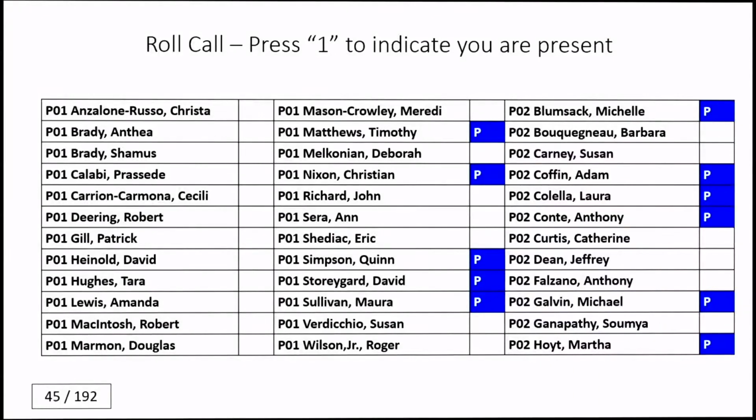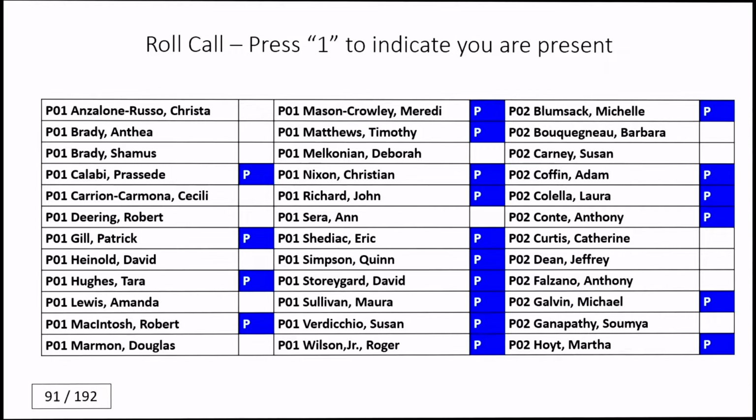The green light is on. If you hit green, it means you're here. Red, you shouldn't be hitting it because you are here. And yellow is if you want to let no one know that you are here. So hit the green button to tell everyone you are here and present, please. We'll keep it open for about 30 seconds.